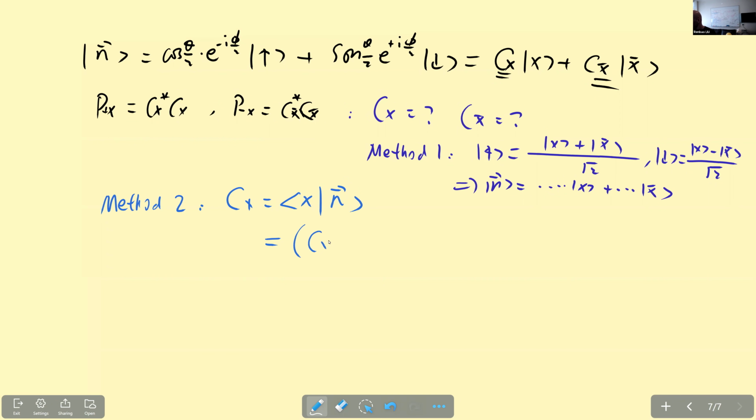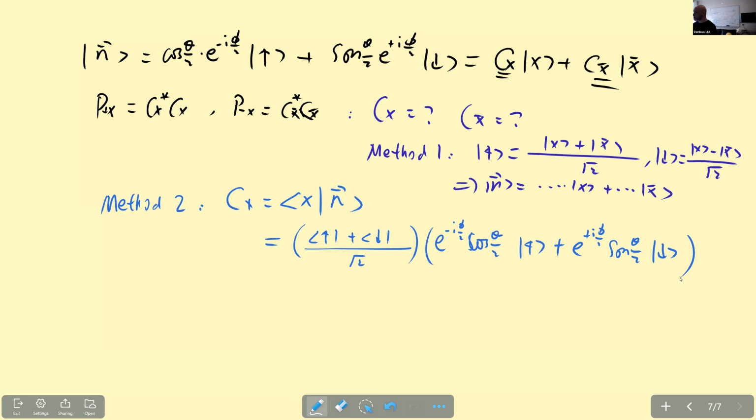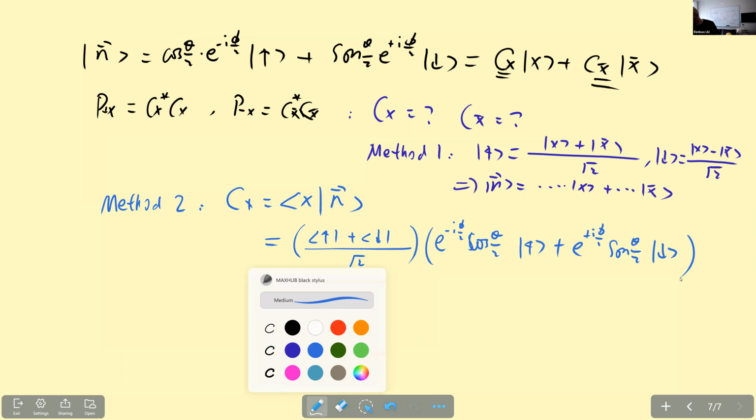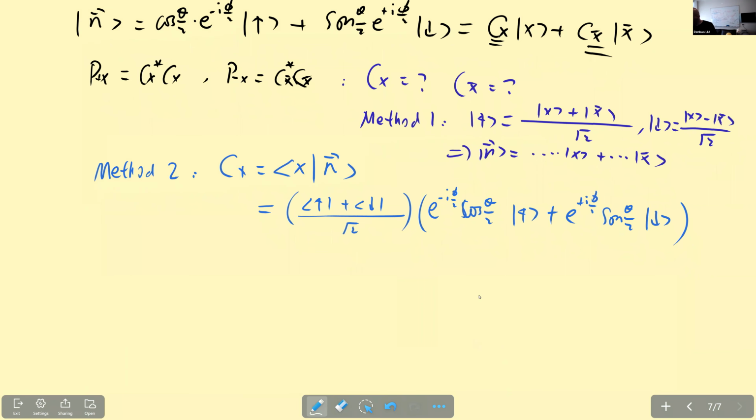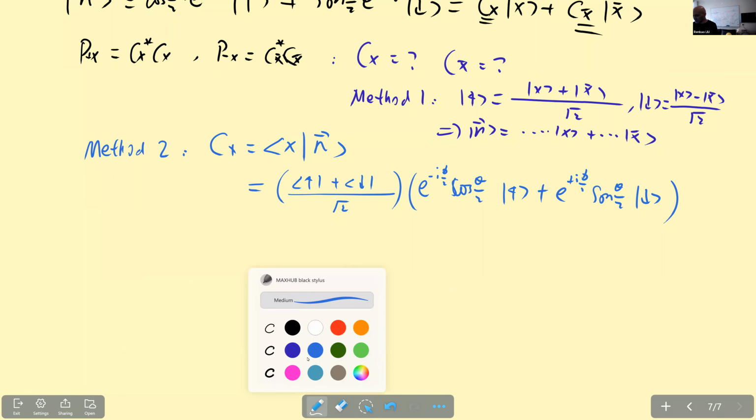So this will equal to cx, sorry, 1 over square root of 2, spin up plus spin down. But now this is a Bloch state, right? And this one will be just e to minus i phi over 2, cosine theta over 2, spin up plus e to plus i phi over 2, sine theta over 2, spin down. Okay. And now we need to do the calculation. Let me do this one more carefully and step by step so that you know this.